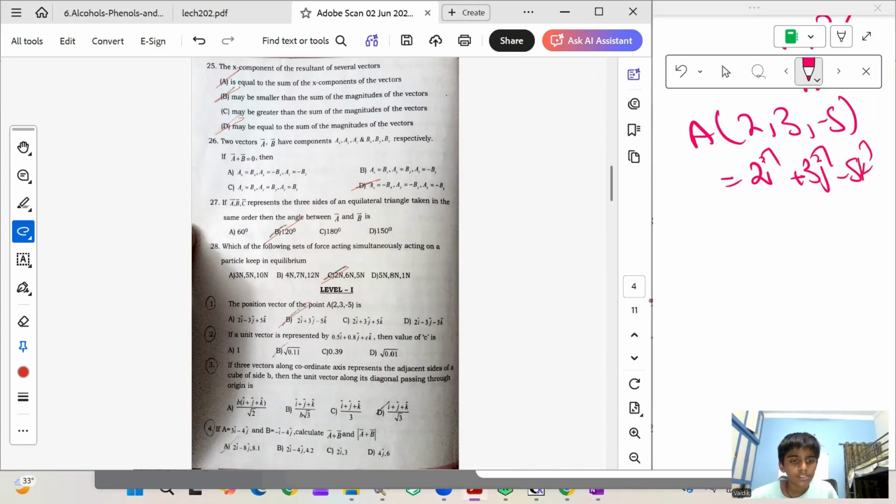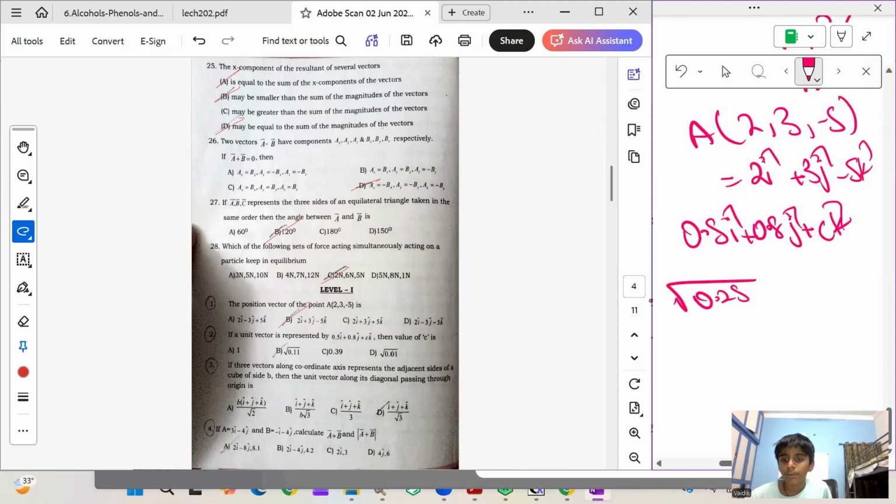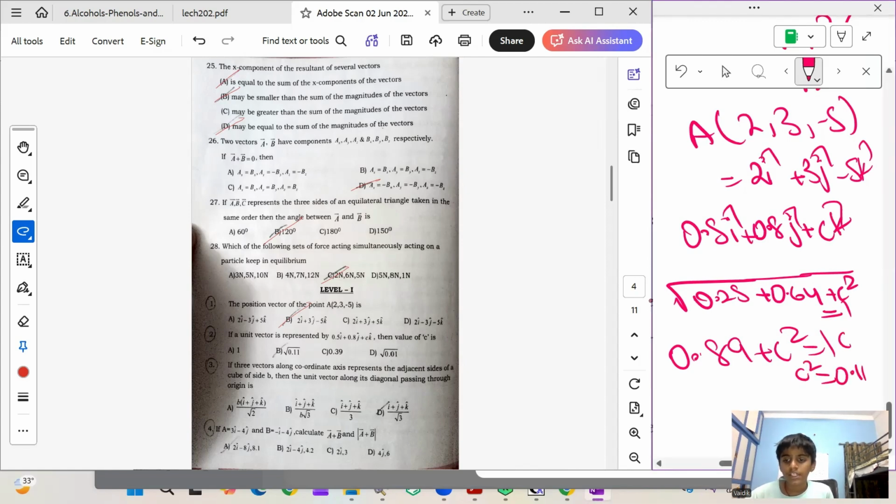Option B. Second, if a unit vector is represented by 0.5 i cap plus 0.8 j cap plus c k cap, the magnitude of this should be 1. So root over 0.5 whole square, 0.25, plus 0.8 whole square, 0.64, plus c square equals 1. So 0.25 plus 0.64 is 0.89, plus c square equals 1. So c square equals 0.11, and c equals root over 0.11.